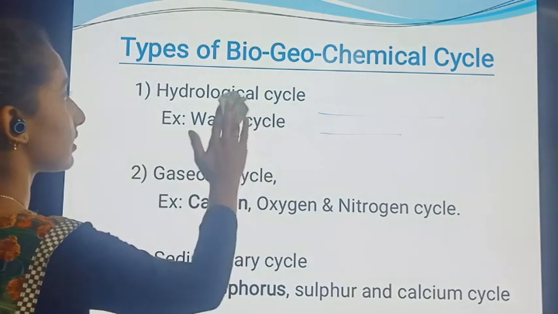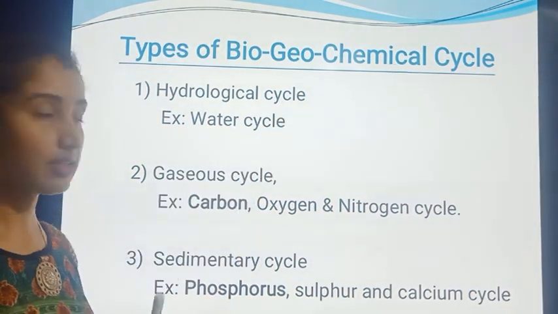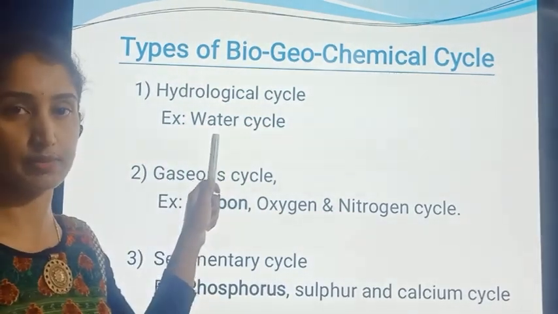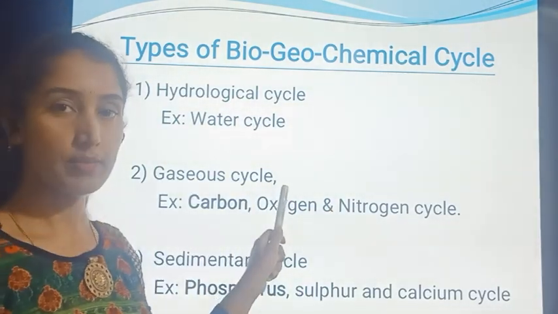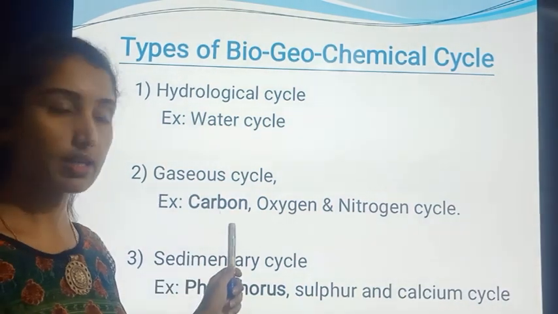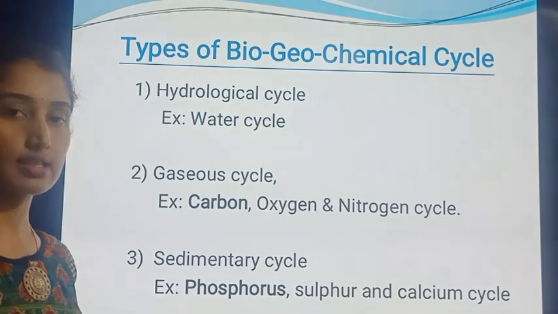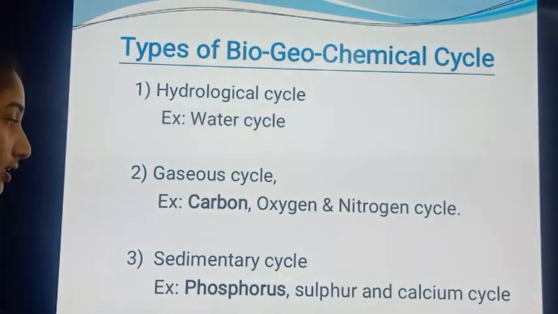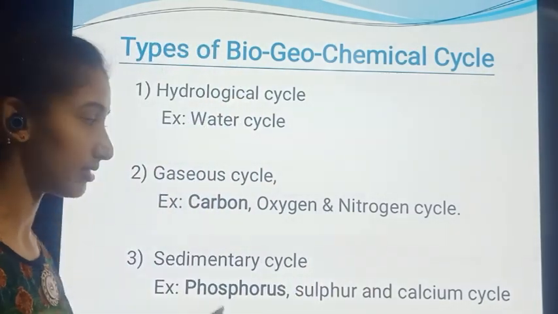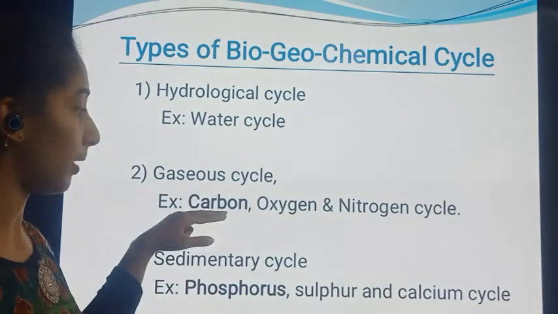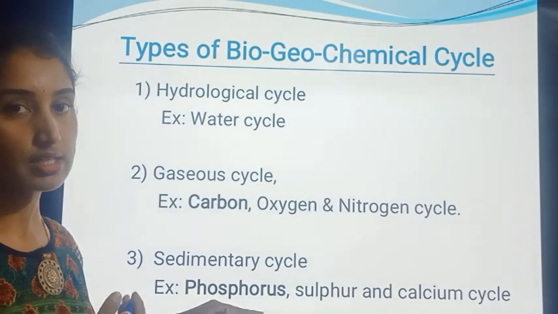Mainly, there are three different types of nutrient cycles. The first type is the hydrological cycle; the water cycle is the best example. The second type is the gaseous cycle; examples are the carbon cycle, oxygen cycle and nitrogen cycle. The third type is the sedimentary cycle; examples are the phosphorus cycle, sulfur cycle and calcium cycle. Among these nutrient cycles, we are going to discuss the carbon and the phosphorus cycle, one from the gaseous cycle and the other from the sedimentary cycle.